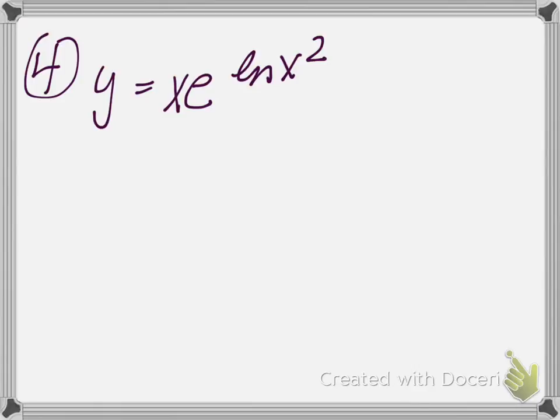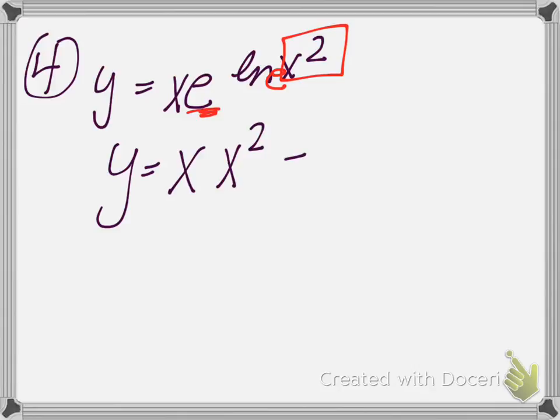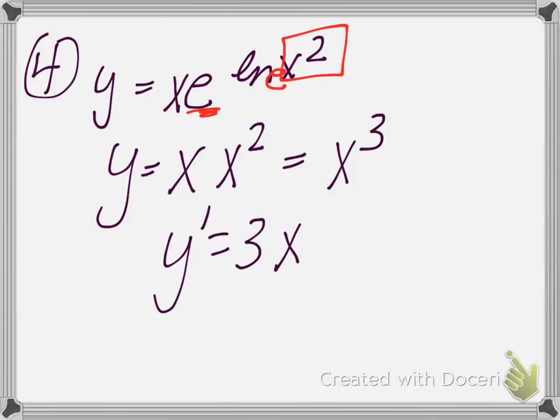Okay, again, these are very popular questions. Base e here, base e here. So the whole thing equals that. So we have x times x squared, which is just x to the 3rd, and then here's the derivative. Number 5.